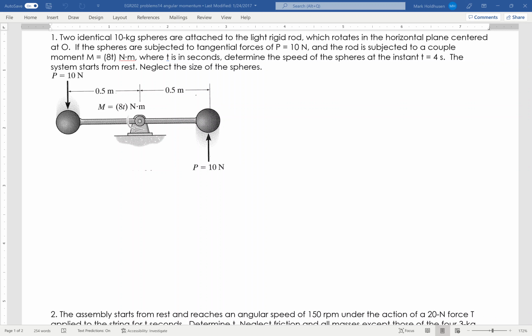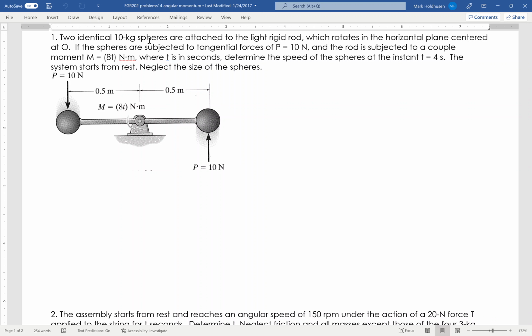Okay, so I've got two identical 10 kilogram spheres attached to a light rod, basically saying neglect the mass of the rod. It rotates in a horizontal plane, so gravity is acting into and out of the page, about point O. I've got some forces that are perpendicular to the rod, 10 newtons at each end, and then I've got a moment applied at the middle of 8t newton meters. And I want to find the speed 4 seconds later.